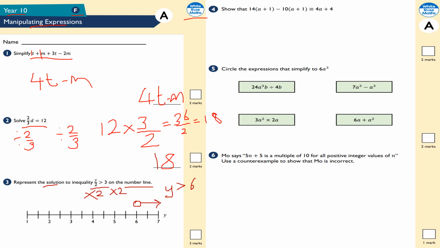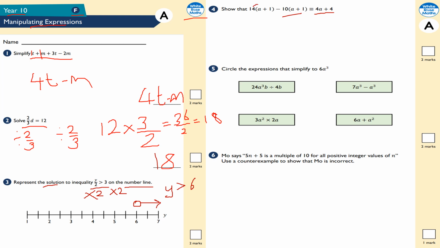Question number 4, show that this expression is equivalent to 4a plus 4. So 14 lots of a plus 1, subtract 10 lots of a plus 1 is equivalent to, i.e. the same as, 4a plus 4. Well, expanding the left-hand side, we'll call it an equality here, because they're the same on both sides.